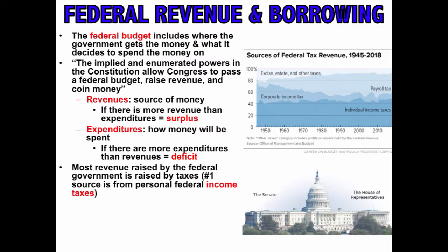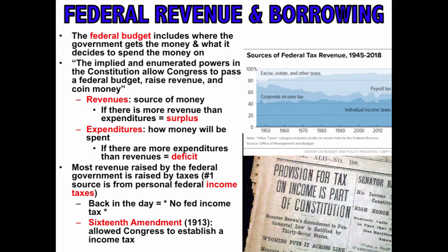Now, this wasn't always the case, because back in the day, there was no federal income tax. This was not originally spelled out in the Constitution. They did have excise taxes, which is a tax on a specific item such as whiskey, but there was no federal income tax until the 16th Amendment was ratified in 1913, which allowed Congress to establish an income tax. This led to the creation of the IRS to collect and process tax revenues.